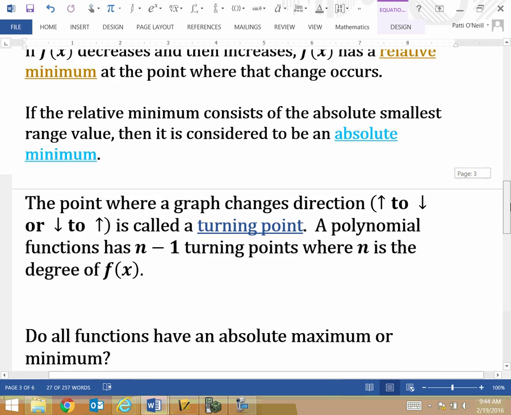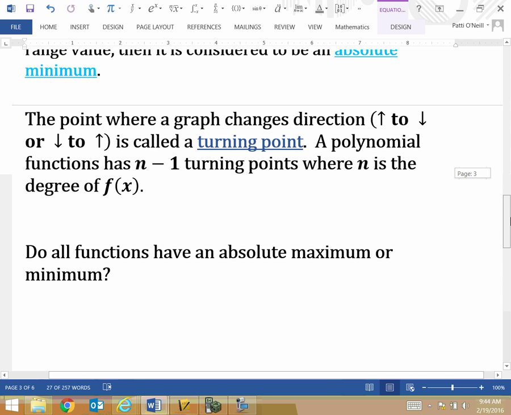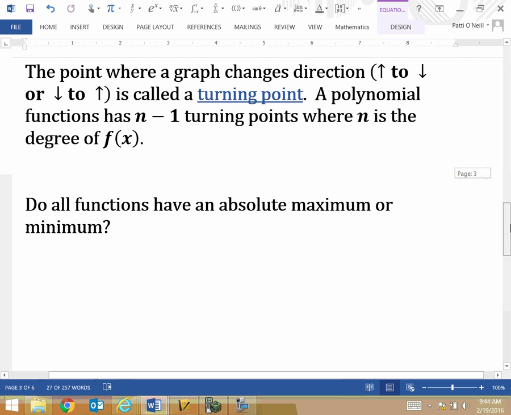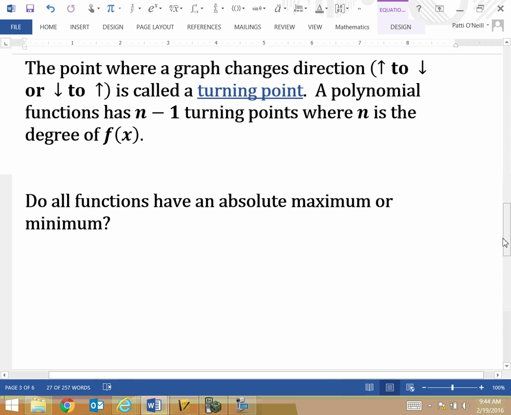This is another one where eventually you're going to want to have your calculator when we do the example. Now, one other definition is a turning point, the point where the graph actually makes a change in direction, either from increasing to decreasing or decreasing to increasing. We call that point a turning point. So the maximum or the minimum value is considered to be a turning point.